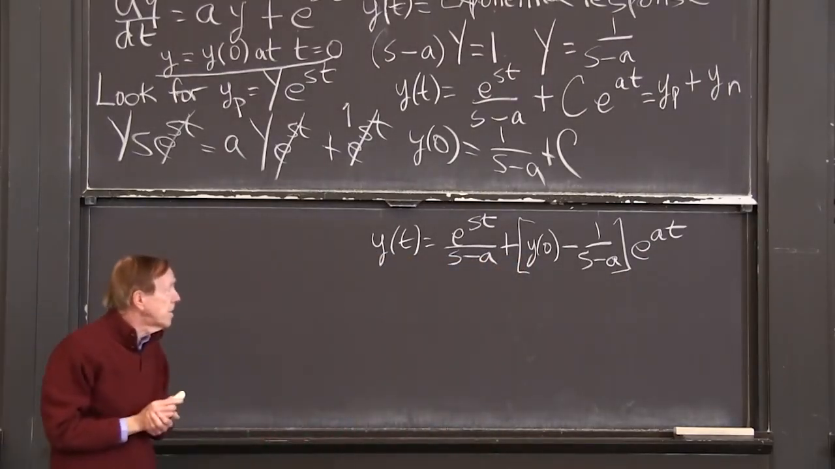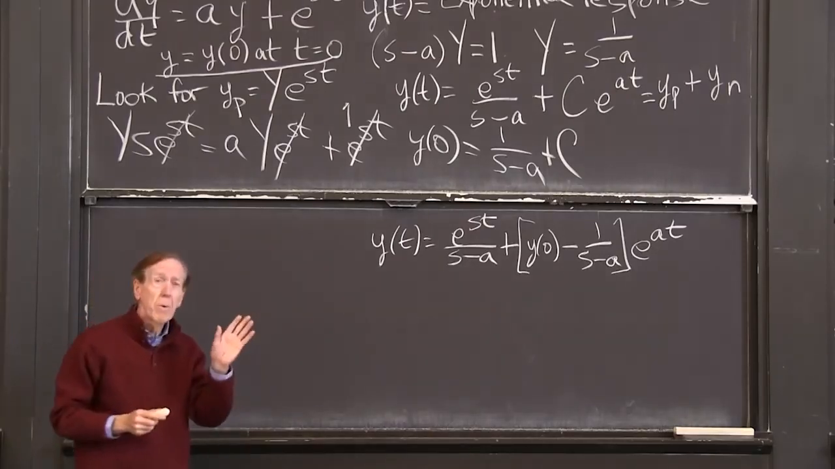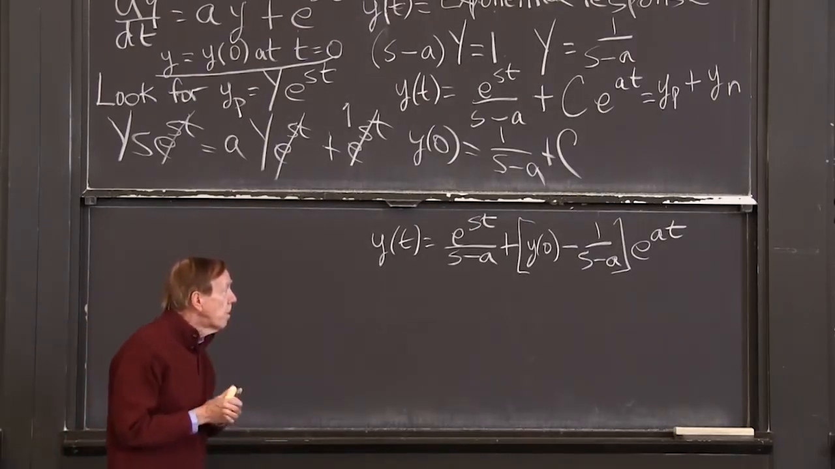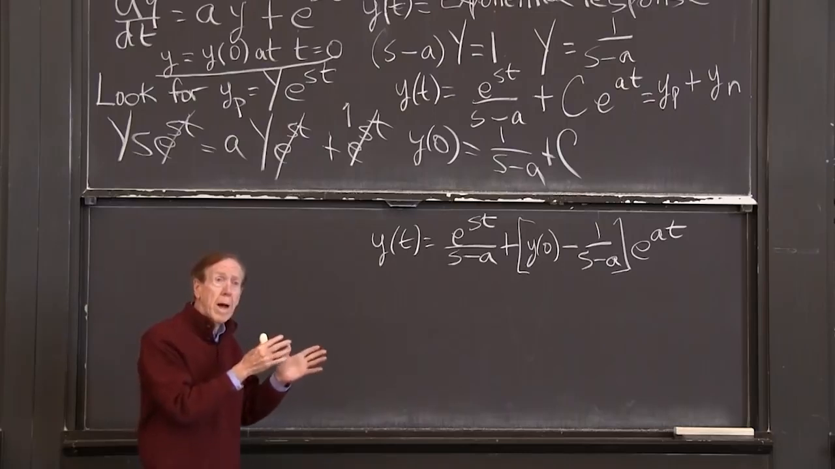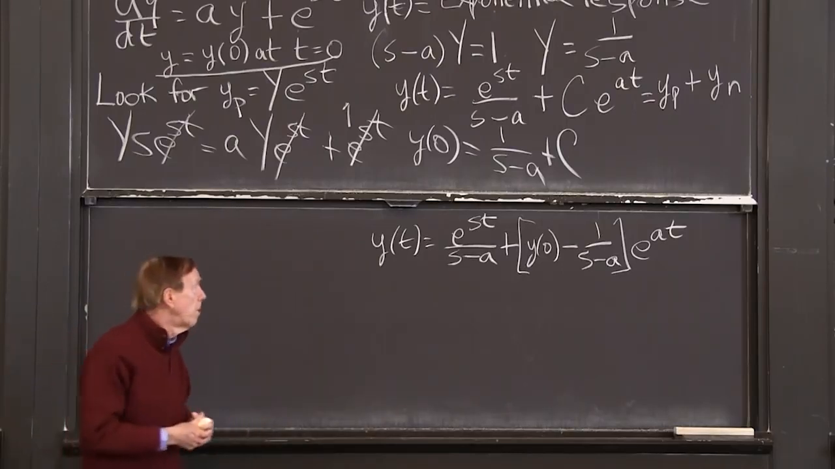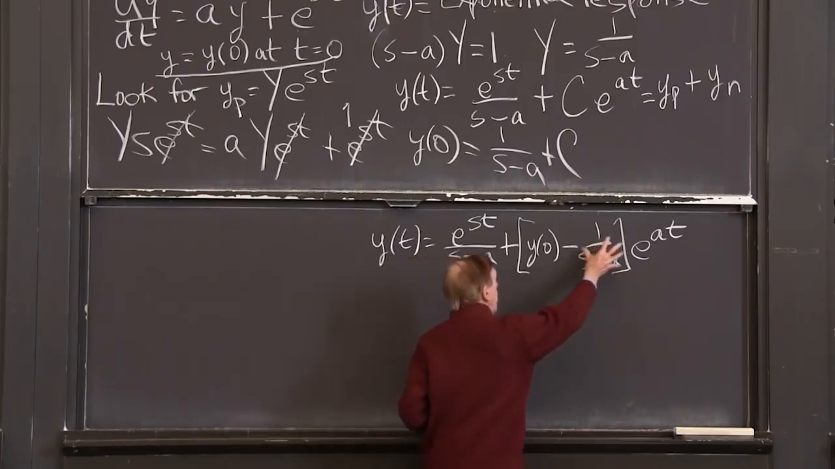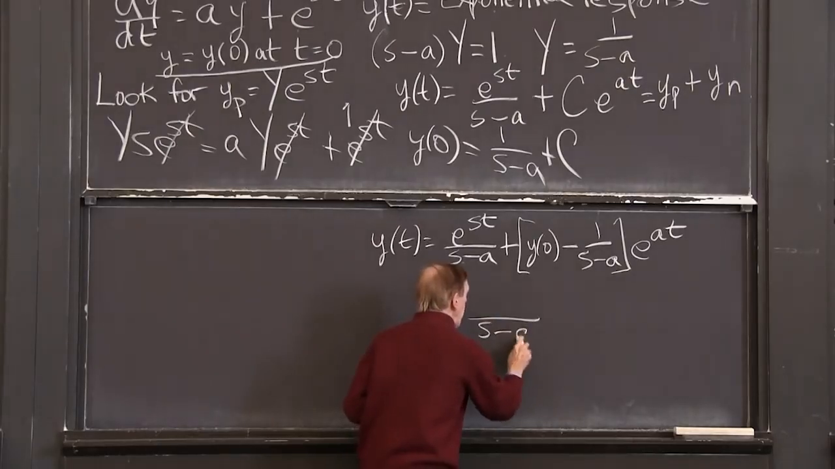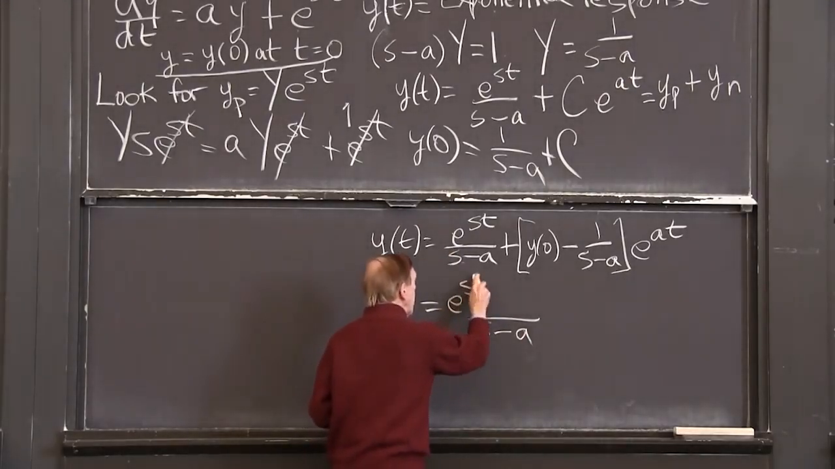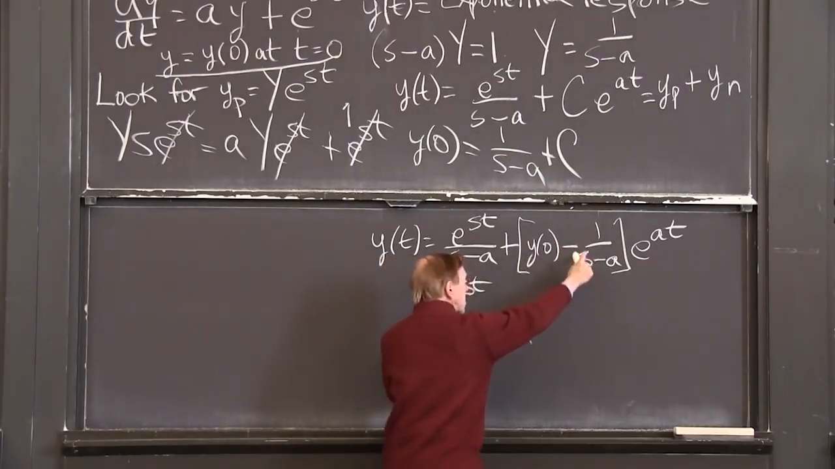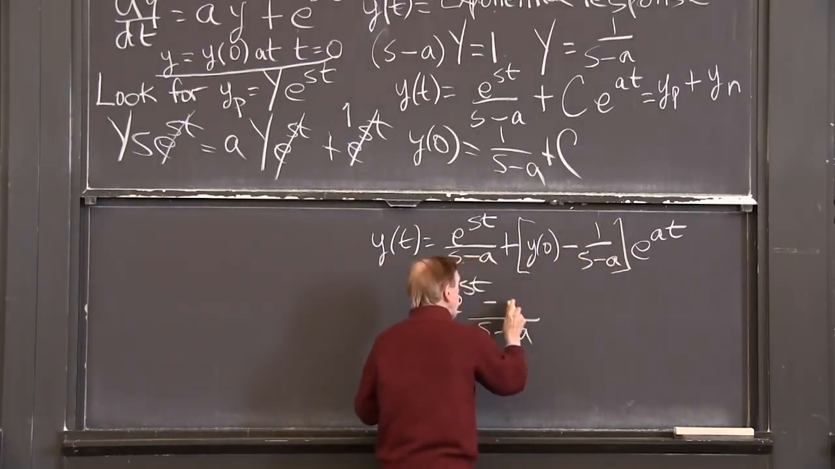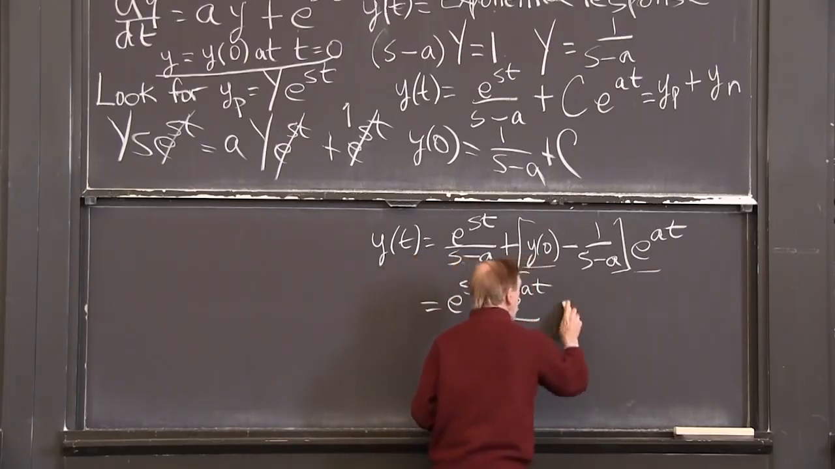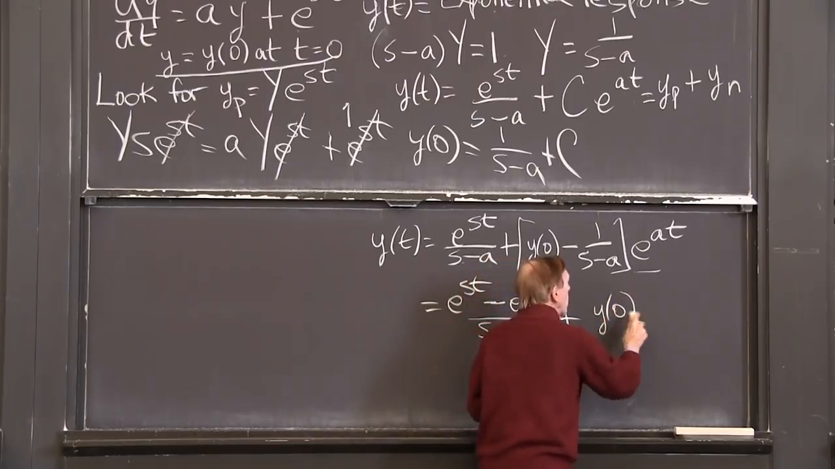I can make it look a little nicer. I want to separate out the y of 0 part, the part that's just growing from the initial condition, from the part that is coming from the source term. So I just want to put that together with this. So I have the same s minus a below. Here is an e to the st above. And I have a minus that 1 over s minus a times e to the at. And then I have this term, which is growing.